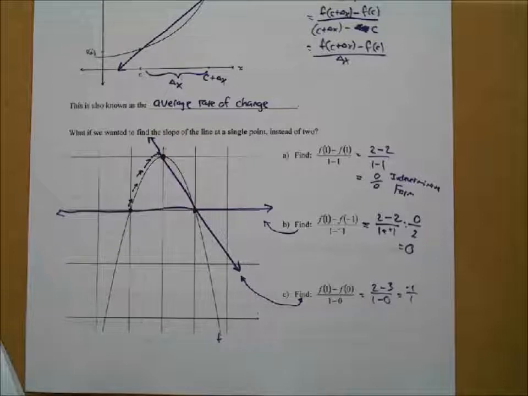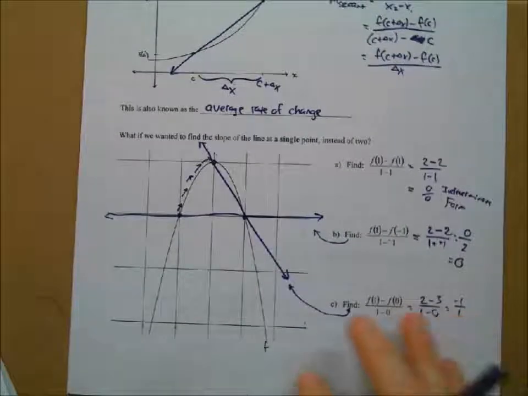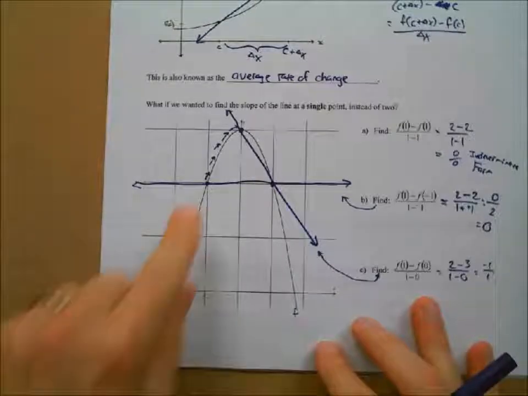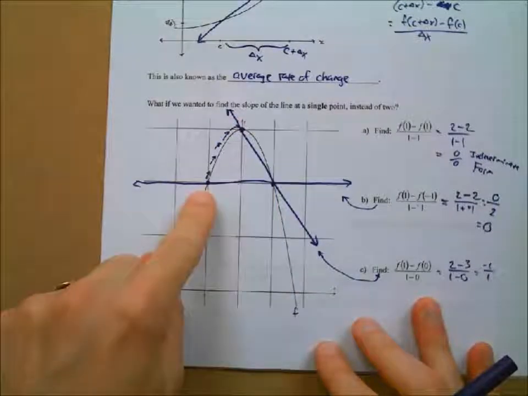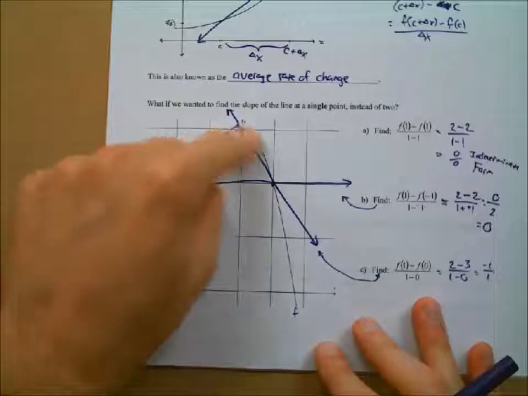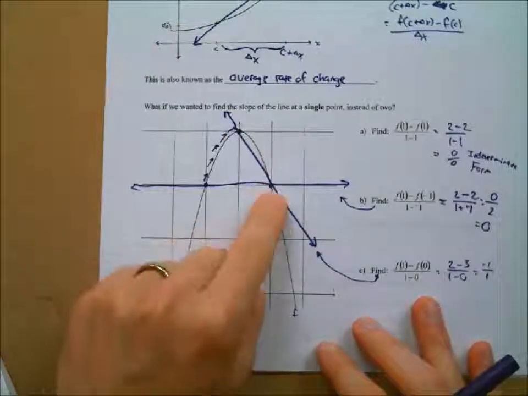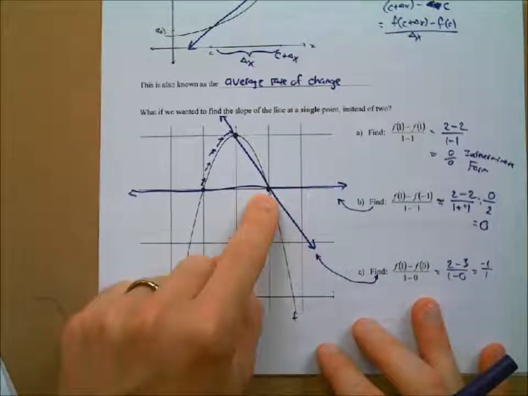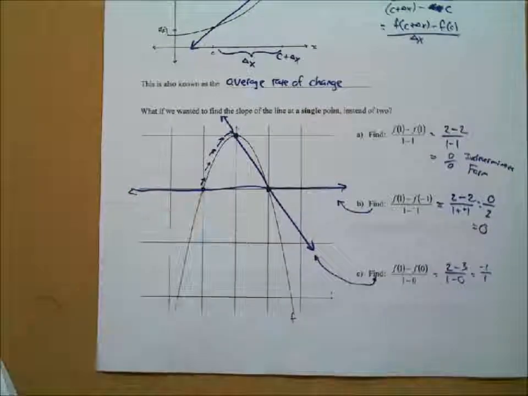So the answer is we don't have an answer just yet, but we will in a little bit. Do you see the purpose of this, the principle? Using the secant line, if we bring our other point closer and closer to the one whose slope we want to find, we get a better approximation the closer we get. That's the principle there.